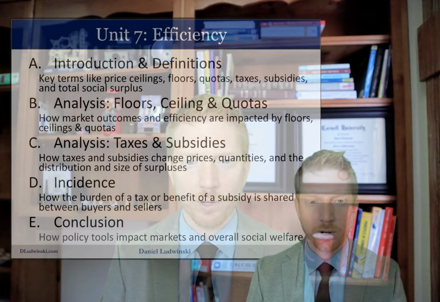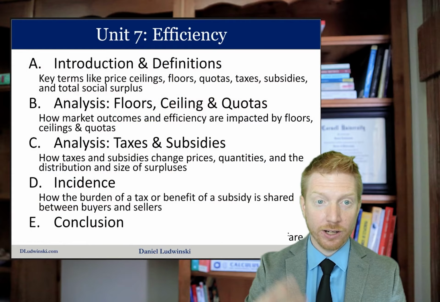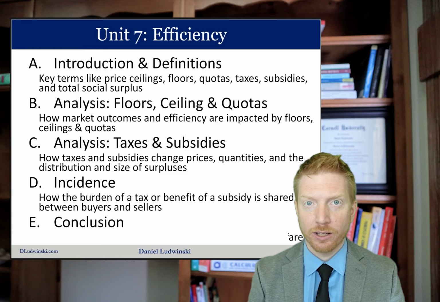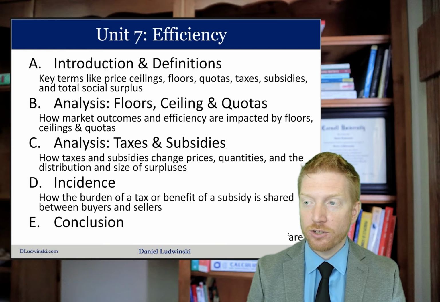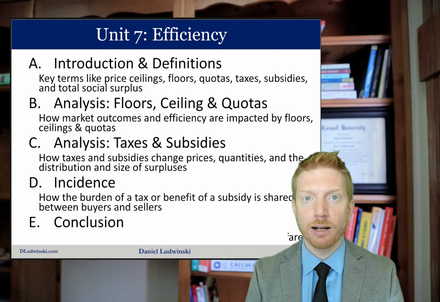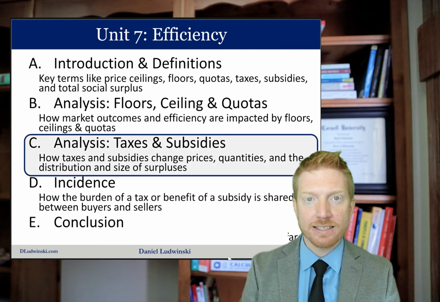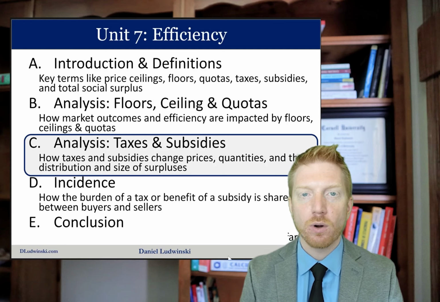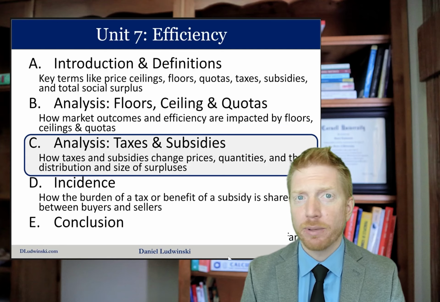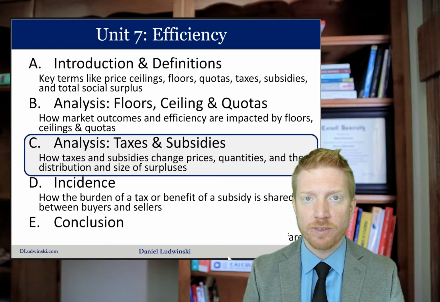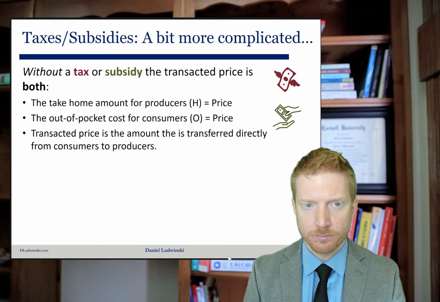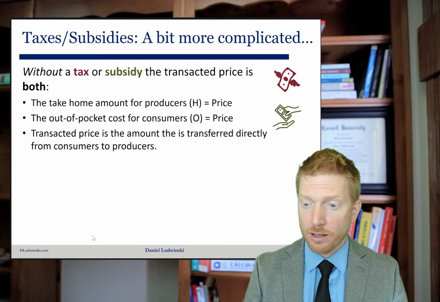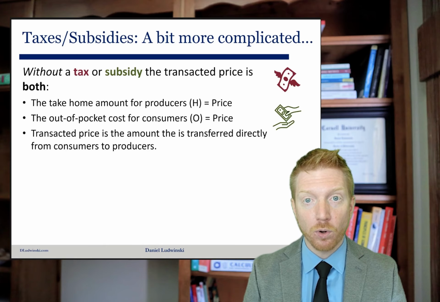Today, in our unit on efficiency and market interventions, we're going to start thinking about taxes and subsidies. We'll look at how they change prices, how they change quantities, and the impact on the distribution and the size of our economic surplus. So these are going to be a little bit more complicated.